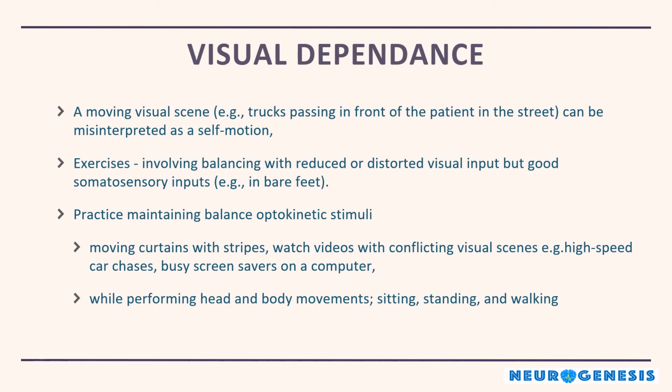If the patient has a higher dependency on vision, then we want to train him. That means his vision problem is not strong, so we want to retrain and redo the neuroplasticity. We get him to focus on something that's moving. Either outside, looking at cars that are moving, or in the house looking at TV scenes or movies that have high-speed car chases, or even looking at curtains with stripes, okay, or any exercises that require balance and visual input together. But your surface has to be stable.